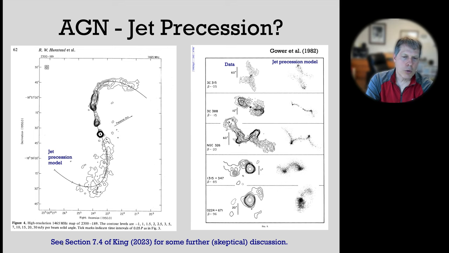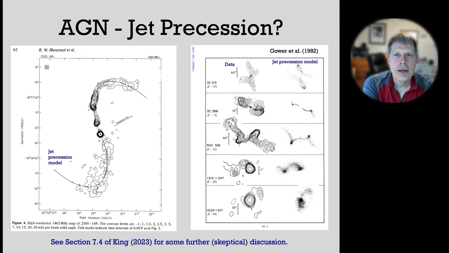And if you want to see some more information, and perhaps a more skeptical take on the possibility of this jet precession, you can read section 7.4 of the book by Andrew King, which has just recently come out and has a rather skeptical take on this possibility. In my personal feeling, I think we still need to gather more data, and I think the jury is still out on this one as to whether there is precession of the core sometimes for these supermassive black hole systems or not.